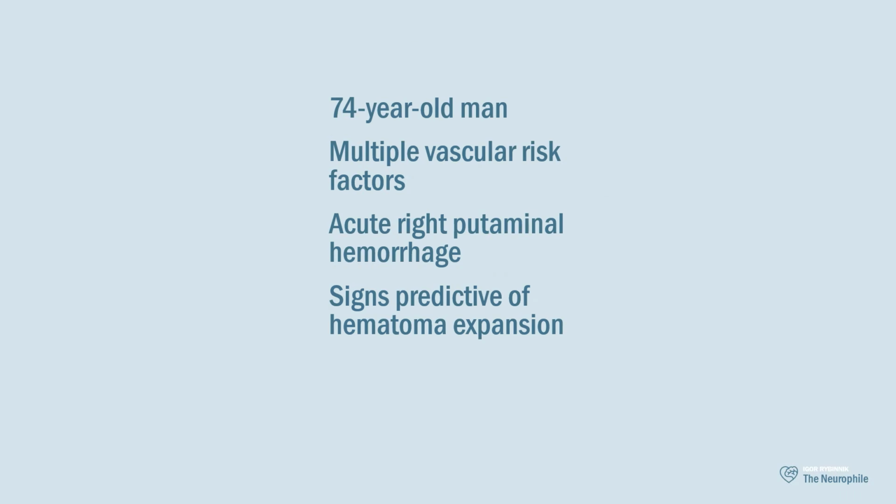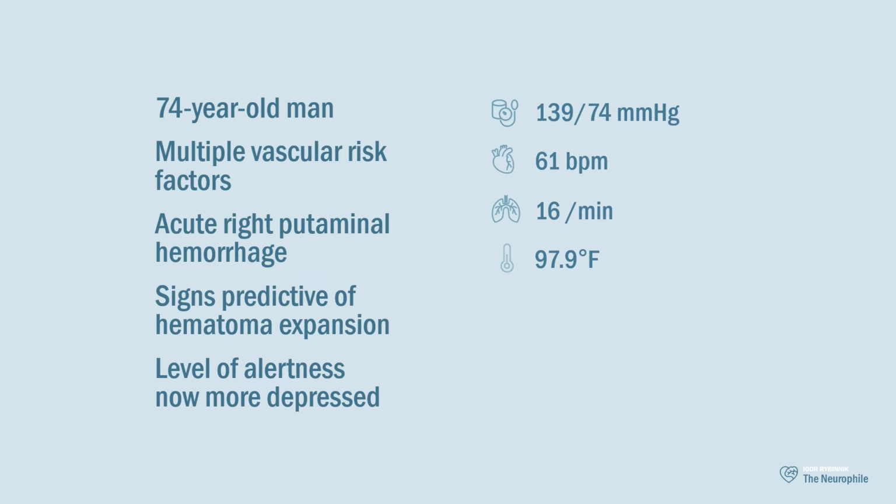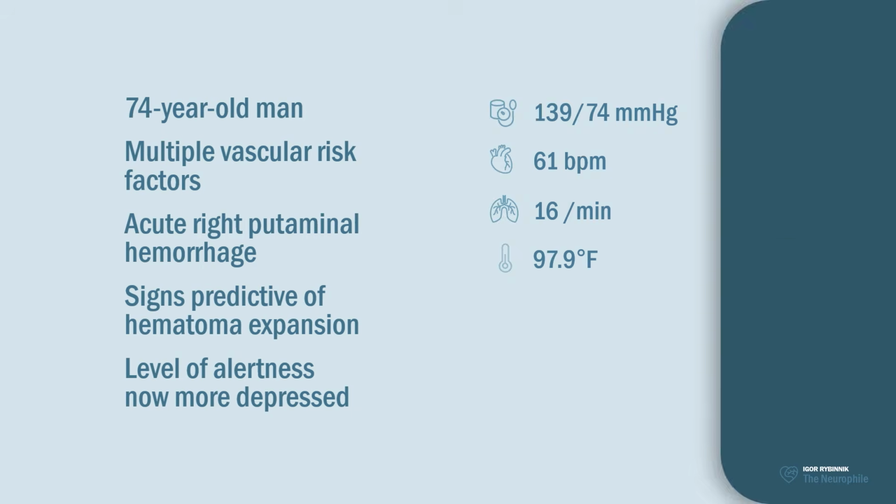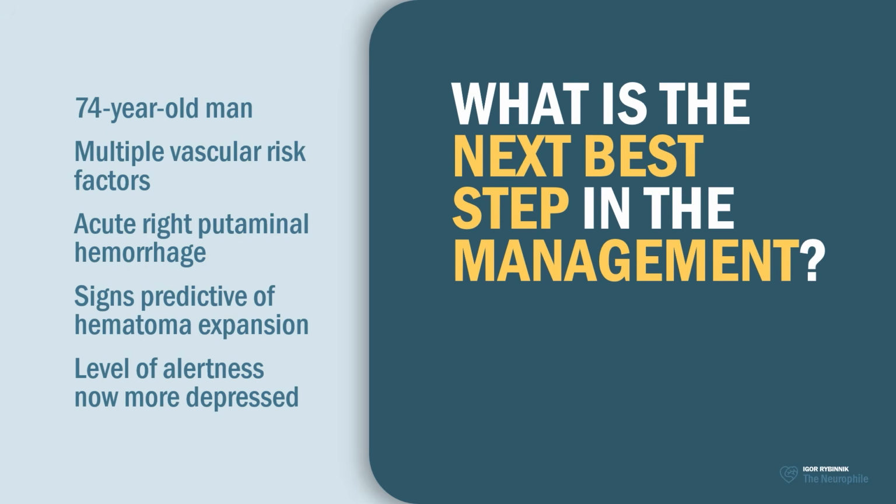Let's get back to our case. Our 74-year-old man with multiple vascular risk factors who developed acute right putamenal hemorrhage and had radiographic signs predictive of hematoma expansion. He's now in the ICU. His level of alertness is becoming more depressed. Vitals are okay. Blood pressure is within our goal. What is the next best step in the management?